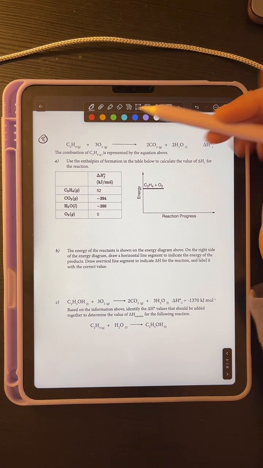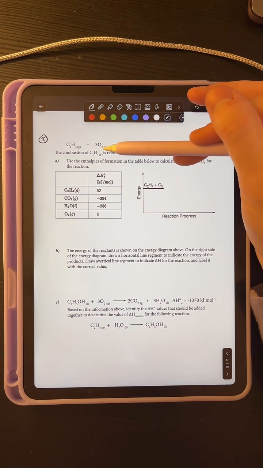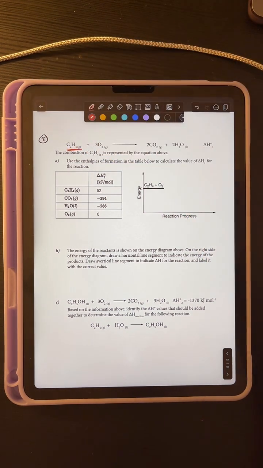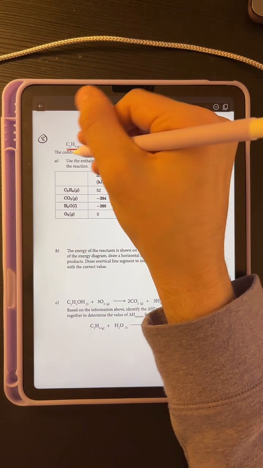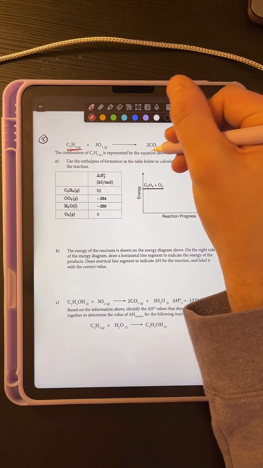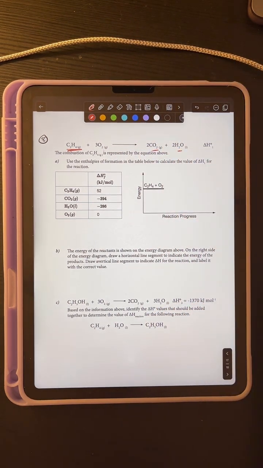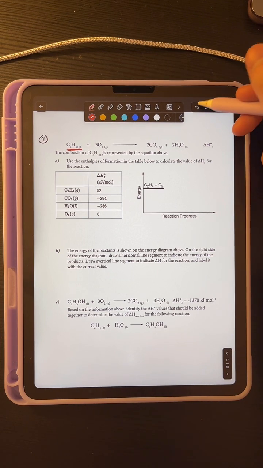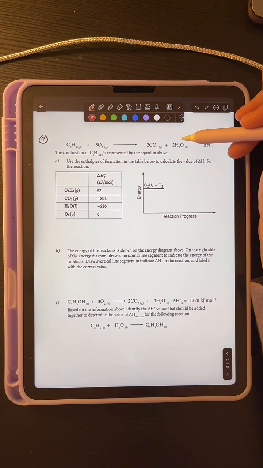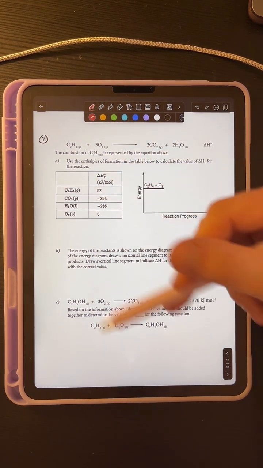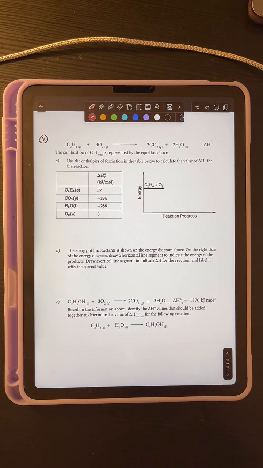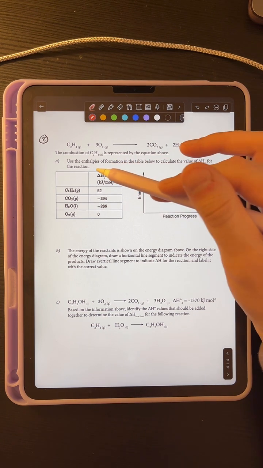Okay. So here we have the combustion of C2H4. Now remember, combustion, we're going to go over types of reactions in another live. But combustion is a hydrocarbon or some form of a hydrocarbon reacting with oxygen and will always produce carbon dioxide and water. That's always a combustion reaction. So the combustion of C2H4 is represented by the equation above. There's 3 parts here, A, B, and C. Use the enthalpies of formation in the table below to calculate the value of delta H for the reaction.